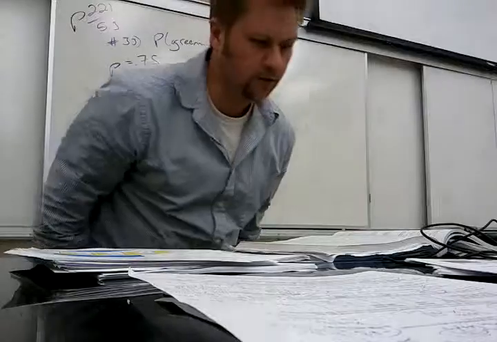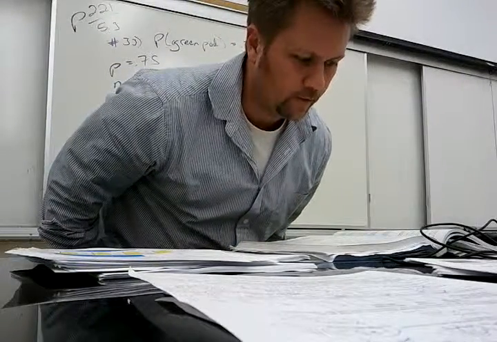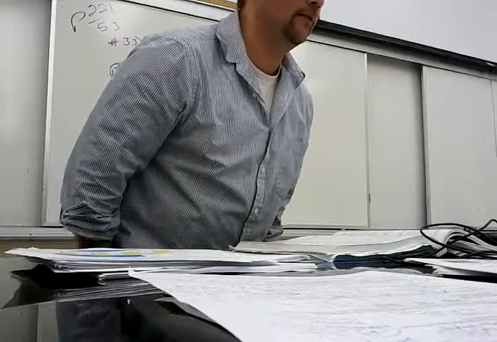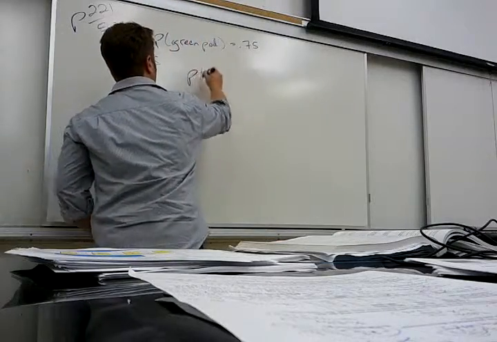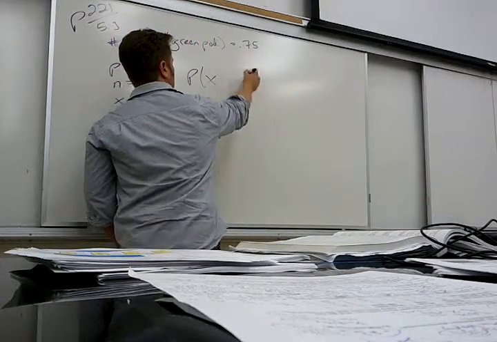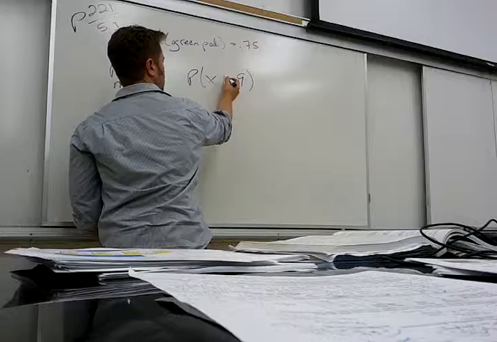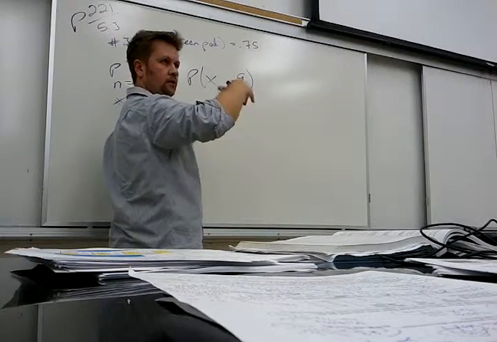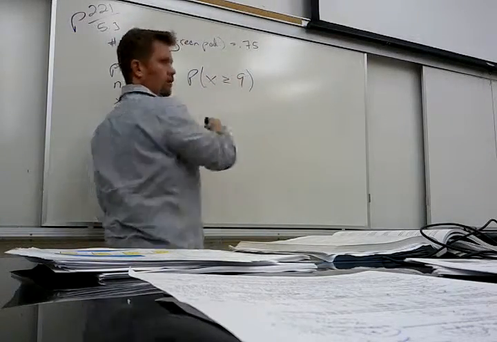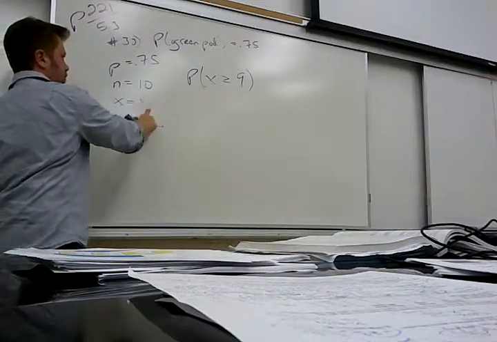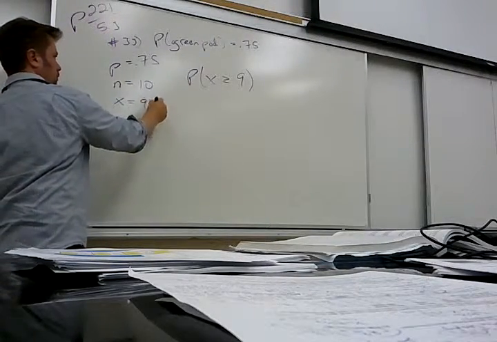So what is the question? Find probability that I'm on at least 9. So probability that x is how related to 9? At least 9 would be greater than or equal to 9. Be careful here. What's greater than or equal to 9? 9 or 10. Cool.